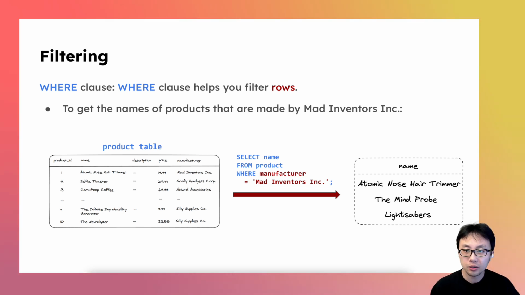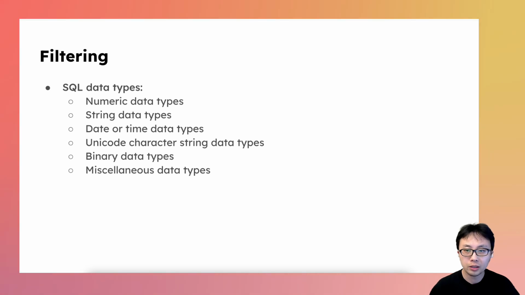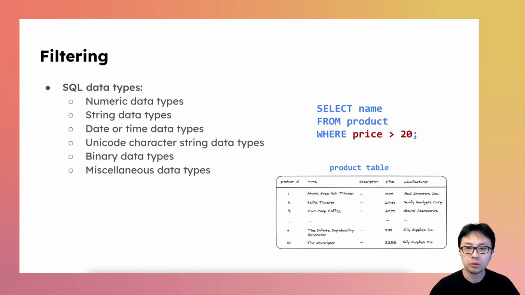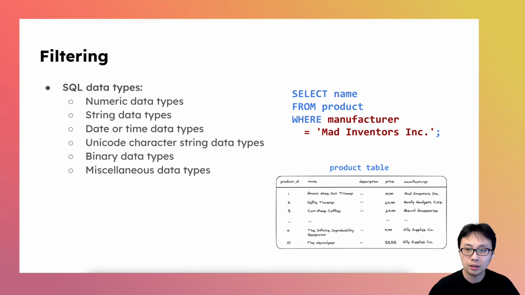Does SQL have different data types? Yes. SQL data can be broadly divided into 6 categories, such as numeric data, string data, date or time, and more. In the product table, the data type of the price column is numeric. That's why you can filter price via the logical operators, such as bigger than or equal to. The manufacturer column, on the other hand, contains only string data, and that's why you can compare manufacturer to Made in Ventures Inc., and also why this string Made in Ventures Inc.